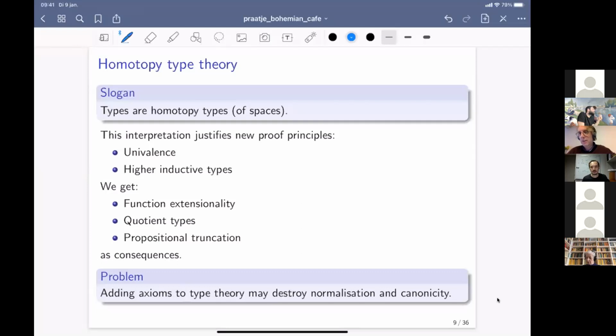And you can think of it that we interpret types as spaces, but we're not interested in all the information within the space. We're mainly interested in the points and the paths between those points, and the homotopies between those paths, and the homotopies between those homotopies. In a sense, that's usually called the homotopy type of the space. I think the idea is that by interpreting types as these homotopy types, this suggested all kinds of new proof principles in type theory.